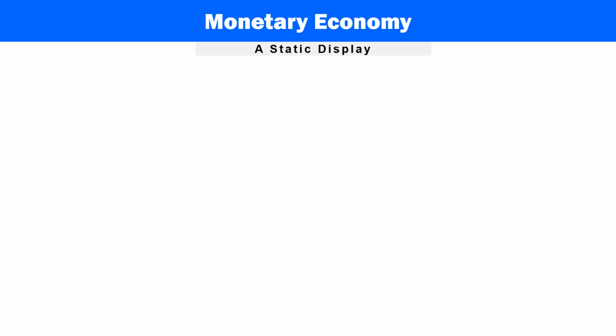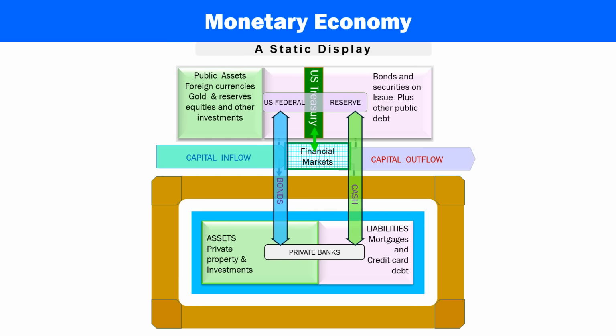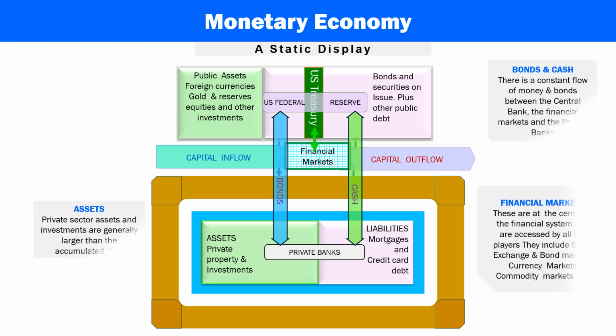Monetary economy. This illustration focuses on the monetary aspects of the economy, displaying flows in a static context. The graphs outline the assets and liabilities, both public and private, on a not-to-scale basis. Capital inflow is shown as the green arrow, representing foreign currency entering the financial markets for conversion to local currency, typically used in domestic markets. Capital outflow is represented by the mauve arrow, indicating capital leaving the economy, usually through currency markets where it is converted into foreign currency.